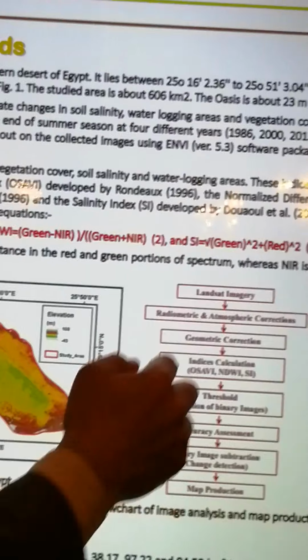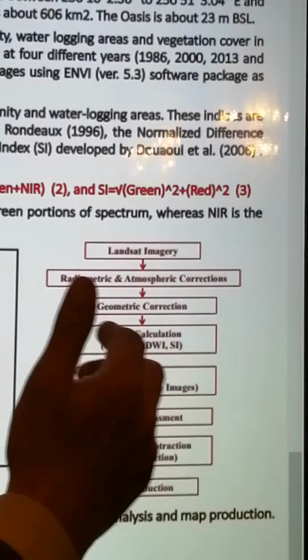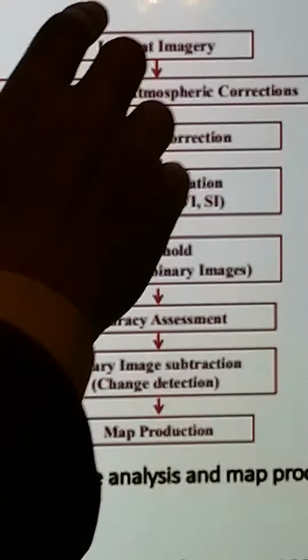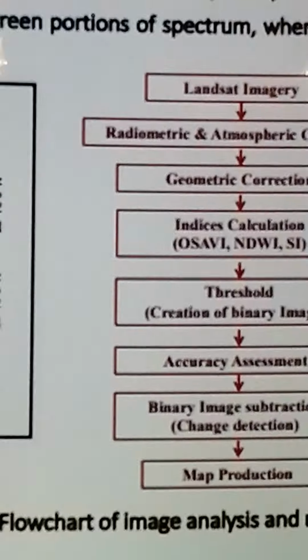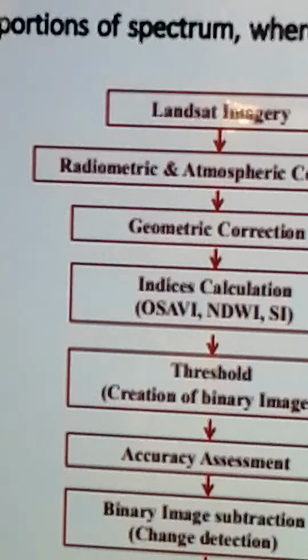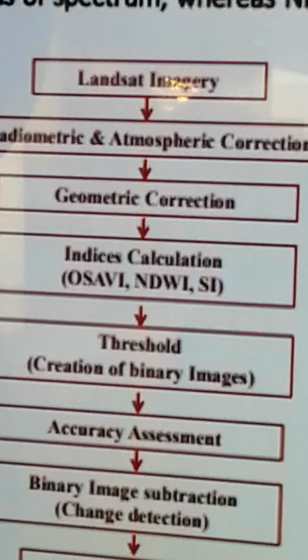This flowchart also shows the image analysis and map production. First, the Landsat images were radiometrically and atmospherically corrected. Then I've calculated the 3 spectral indices. Then I've used a threshold value to create a binary image for each land cover. After that, I made the accuracy assessment with the output results, and I used subtraction methods of these binary images in order to calculate the changes between each 2 consecutive years. And these are the results.